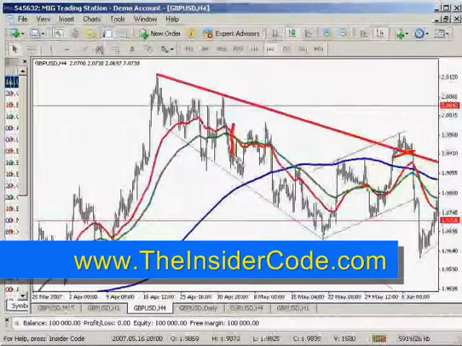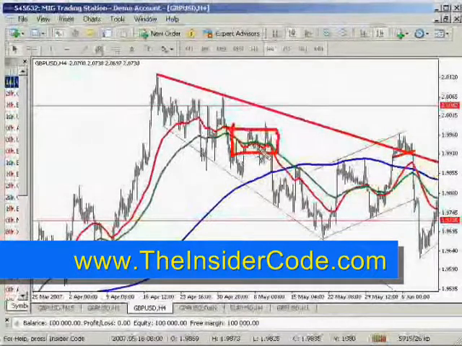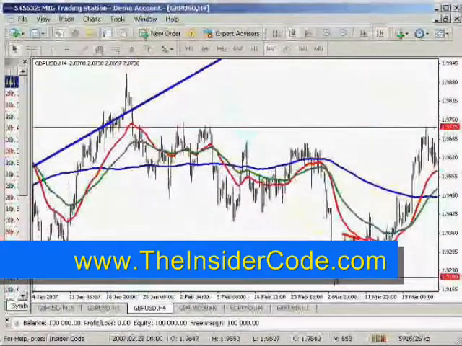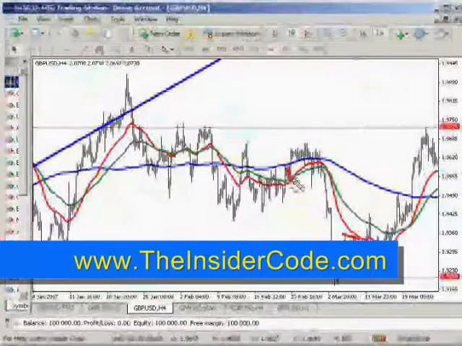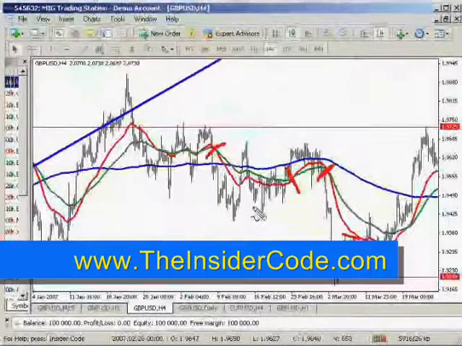You can see another area where the market tried to weave, but notice that the moving averages don't cross. The red moving average stays below the green moving average. Let's continue. You can see here again, the moving average crosses once here, and once here. This is not the weave.